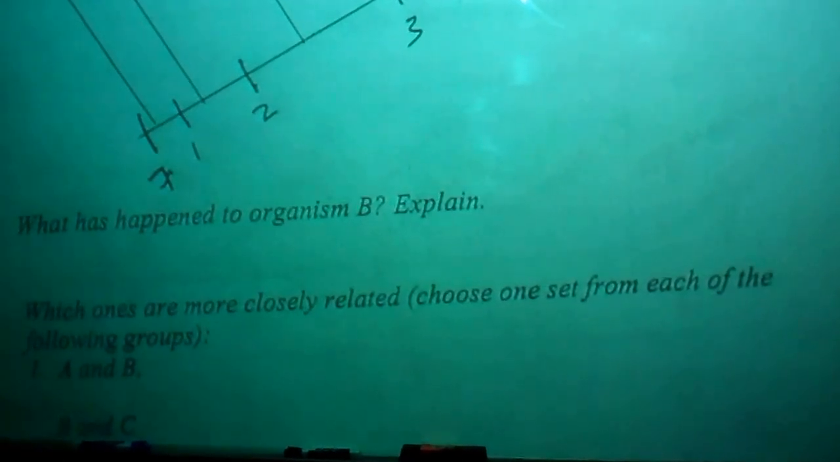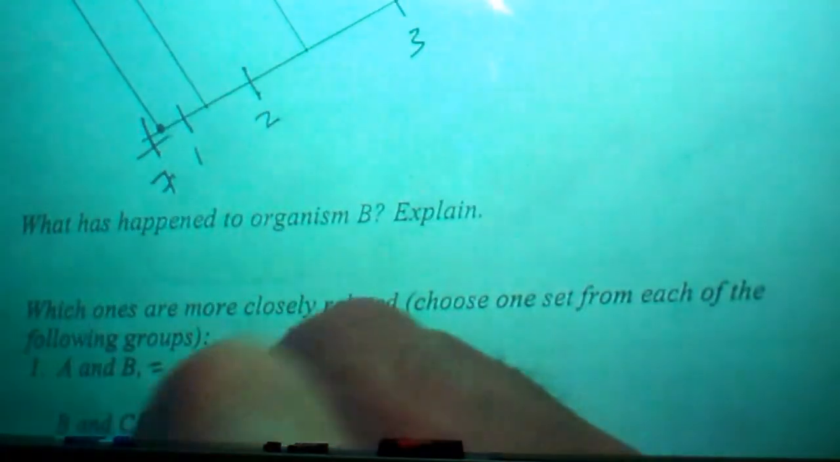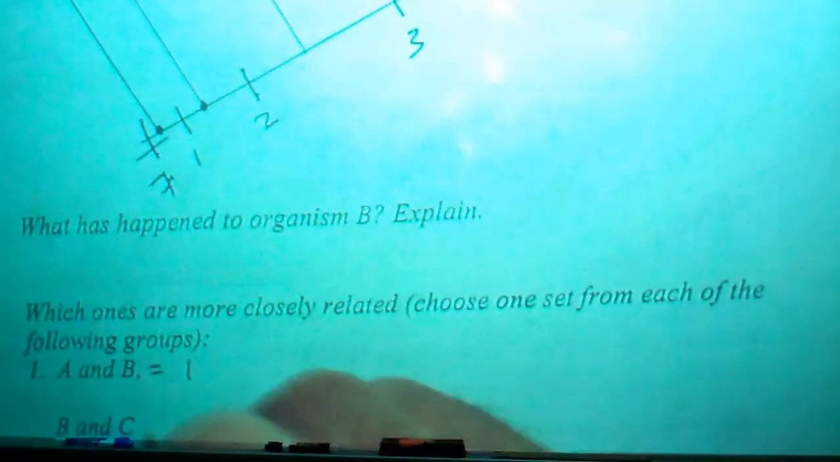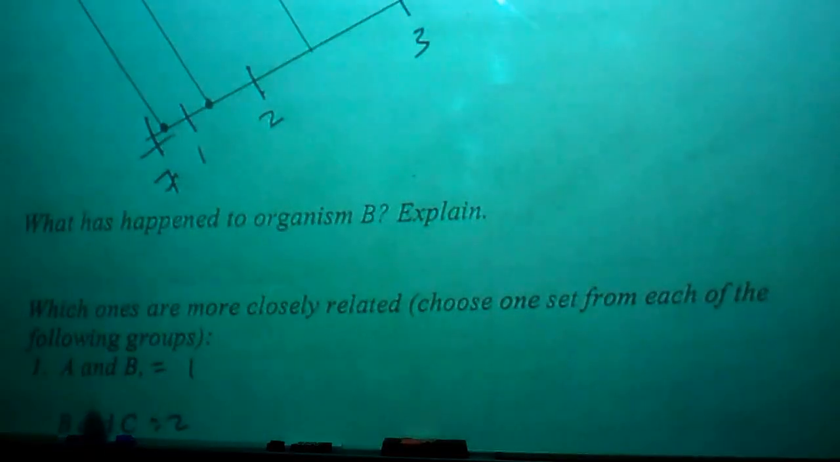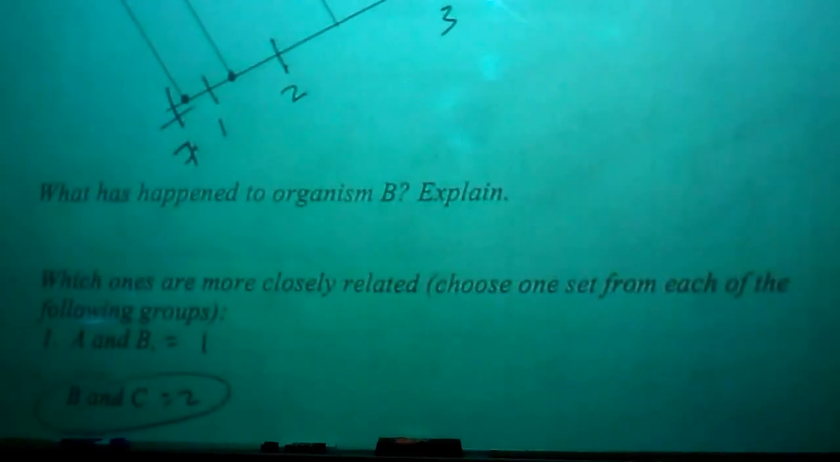Okay? So A and B, if you go back to the last place that A and B met, they met right here, and you work your way back in time, they only had one trait in common. B and C, the last place they met, if you take B and follow it all the way down here, where B was, and then you work your way back, they had two traits in common. So B and C are more closely related in that group because they have two traits in common.